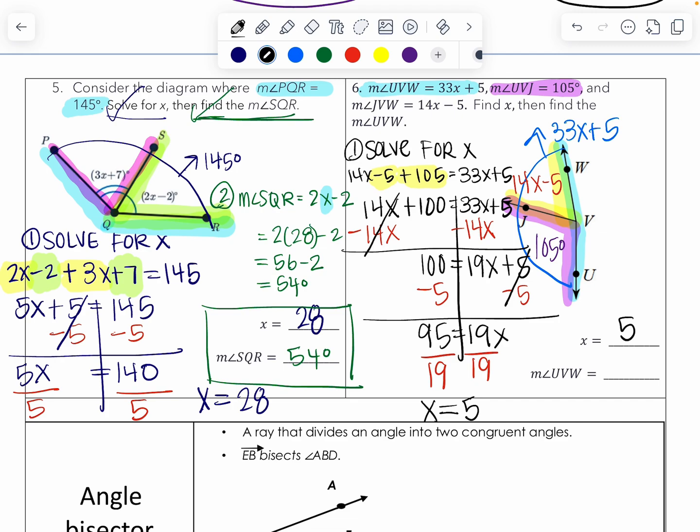Okay, so we just did step 1, we found x. Next thing we need to do, it wants us to find the measure of angle UVW. So step 2, let's do over here. It says the measure of angle UVW. That was this right here. UVW is equal to 33x plus 5.